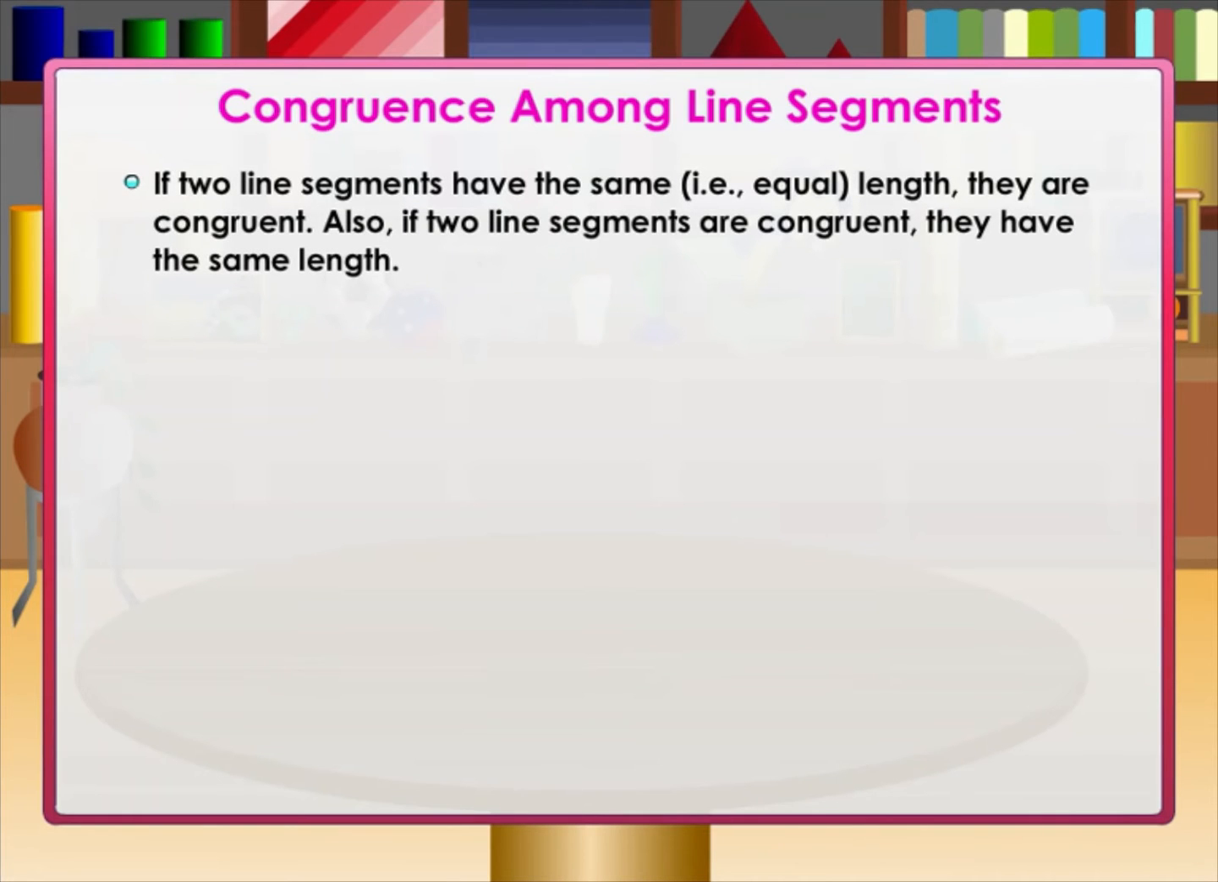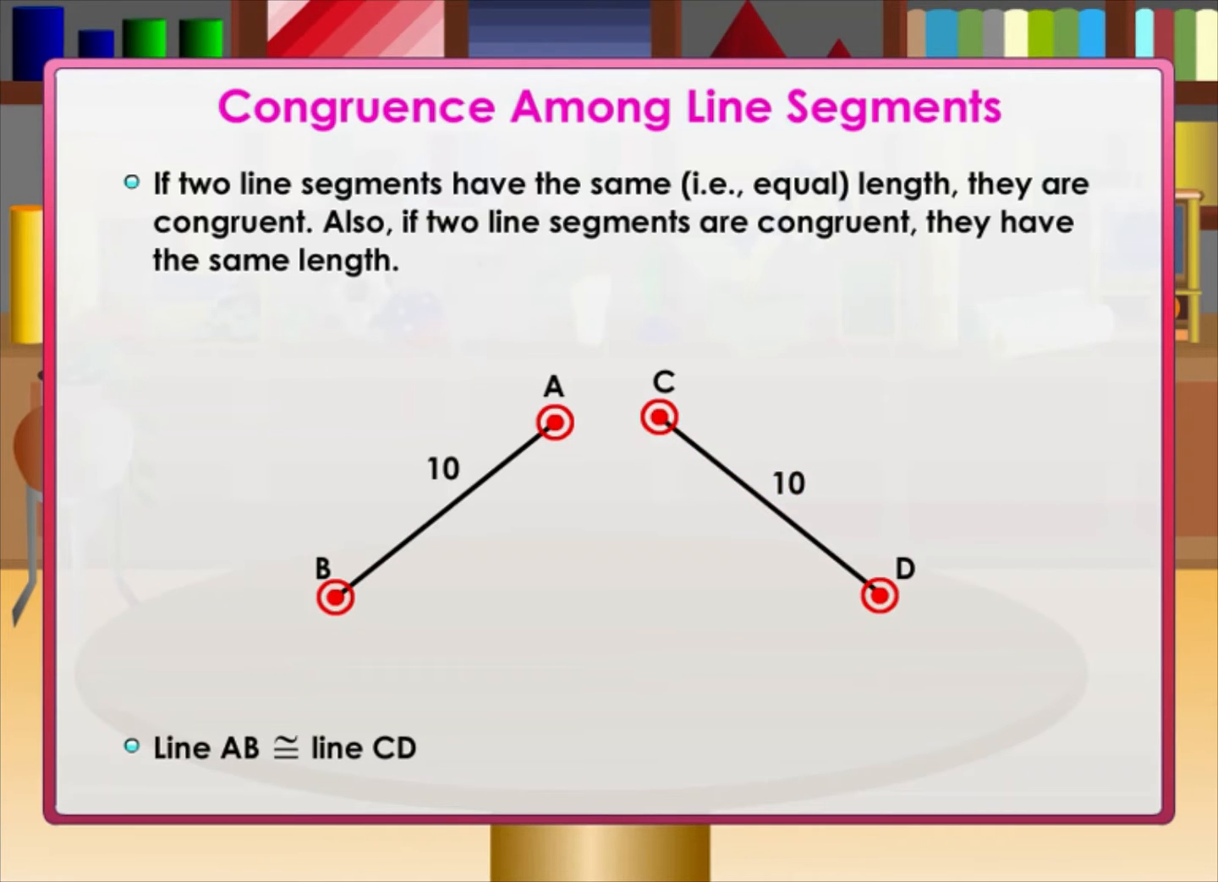Congruence among line segments. If two line segments have the same, that is equal, length, they are congruent. Also, if two line segments are congruent, they have the same length. Look at this figure. The line AB measures 10 units and the line CD measures 10 units. Hence, we can say that line AB is congruent to line CD.